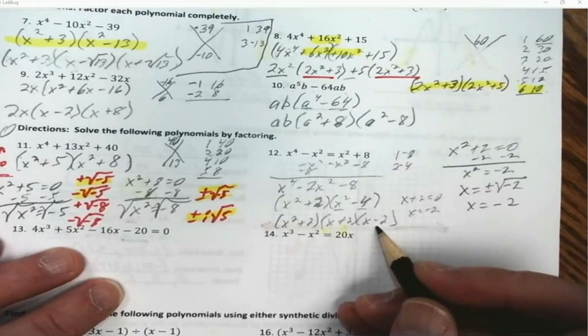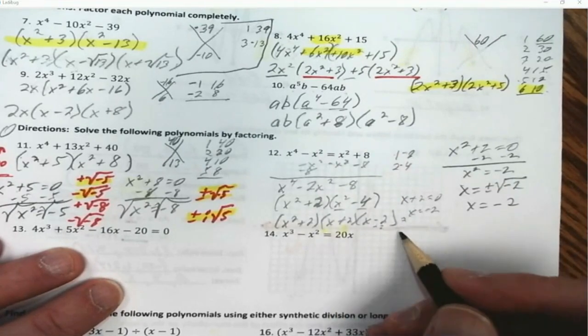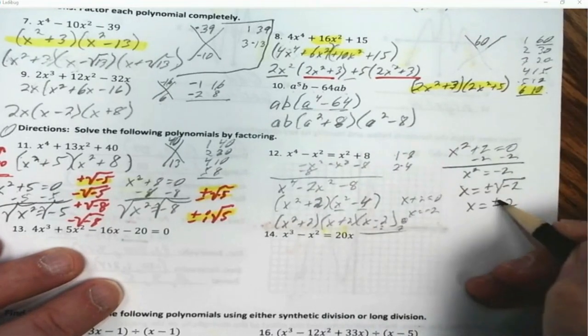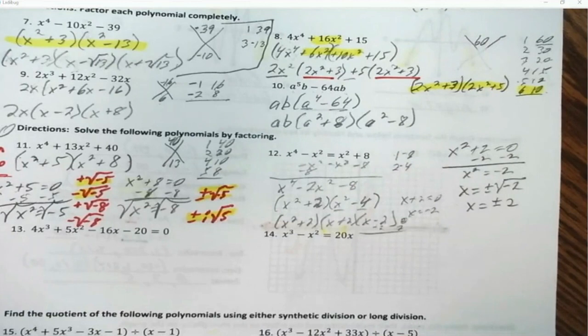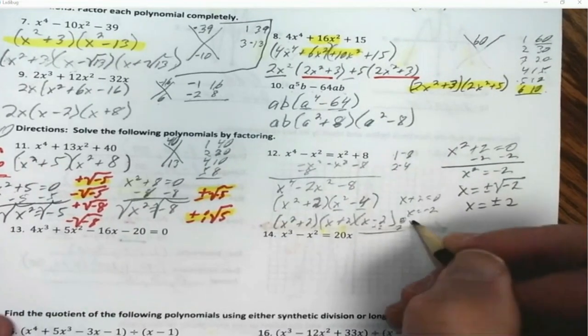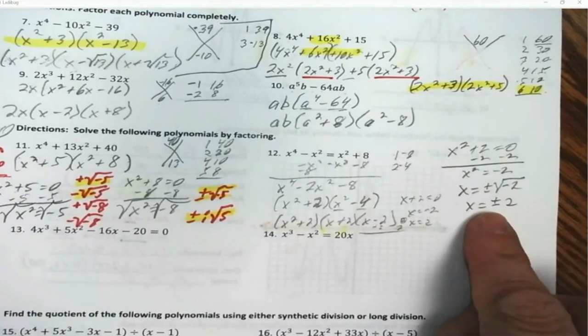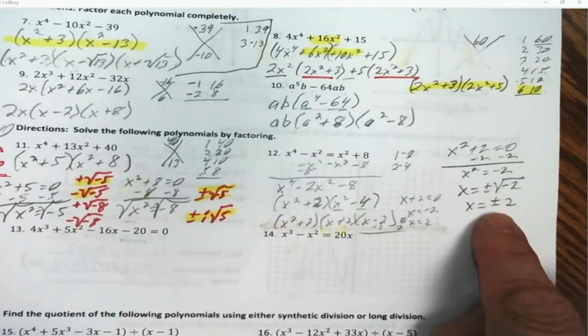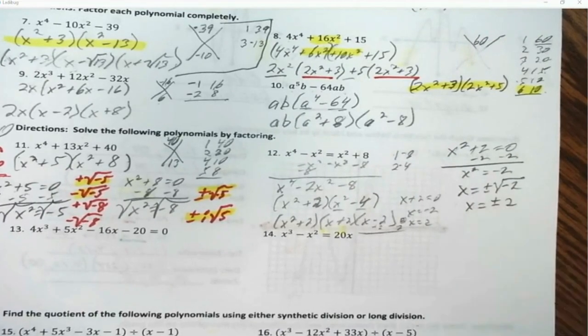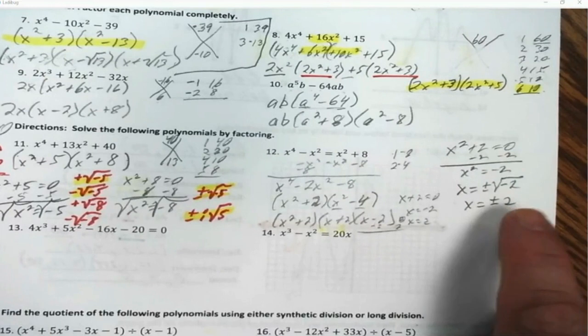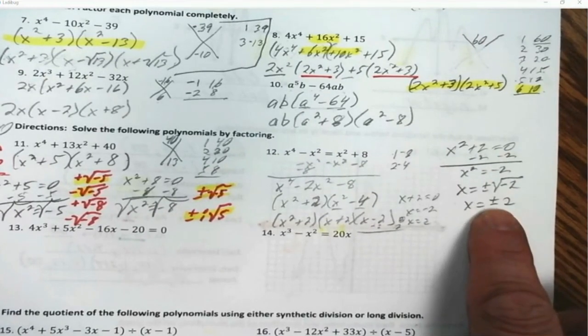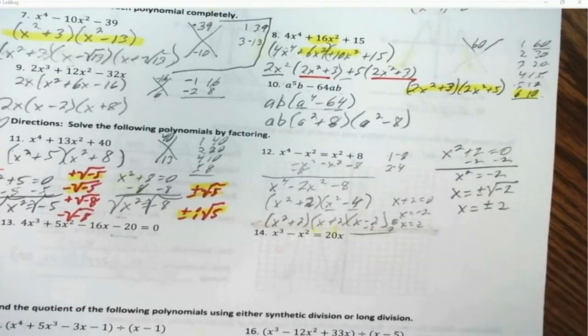x minus 2 equals 0. So that means we add 2 to 0. So x equals 2. So plus and minus 2 is a solution also. So x equals 2 or negative 2, and plus or minus the square root of negative 2. So two real solutions. It will actually cross the x-axis at 2 and negative 2. These are imaginary, so it will not.